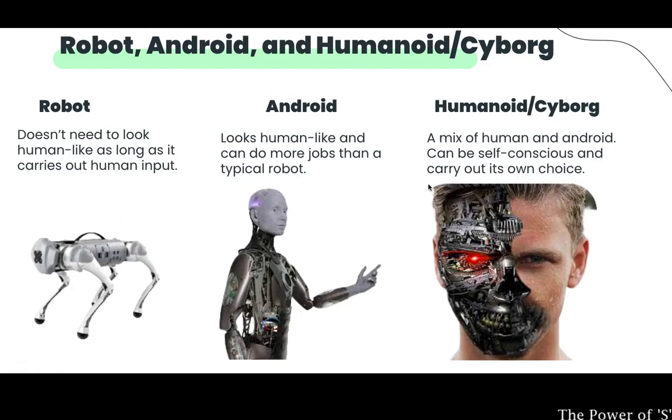Then we have an android, which looks like a human and can typically do most jobs that a robot will do. And then a humanoid is a mix of human and android and can be self-conscious. So this is what many of us perceive the future to be like, to perceive a few of our body parts to be made up of robotic parts, because that's just how Hollywood, Bollywood, all these TV entertainment deceives us. That's how they portray a robot. They portray it as a humanoid or a cyborg, but let's get into it.